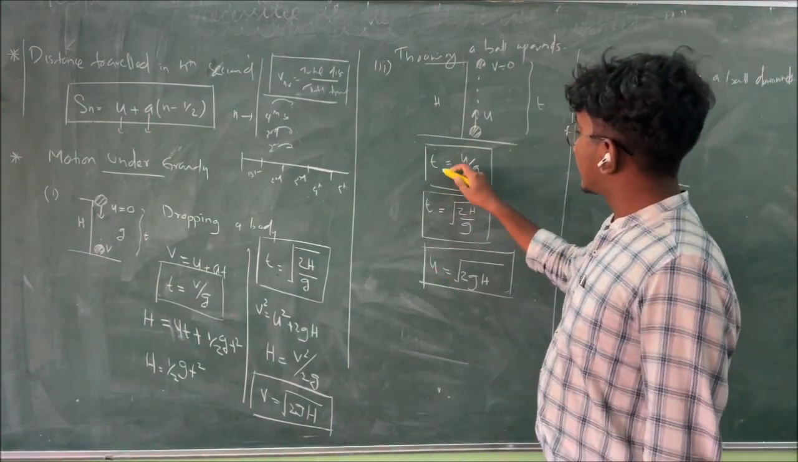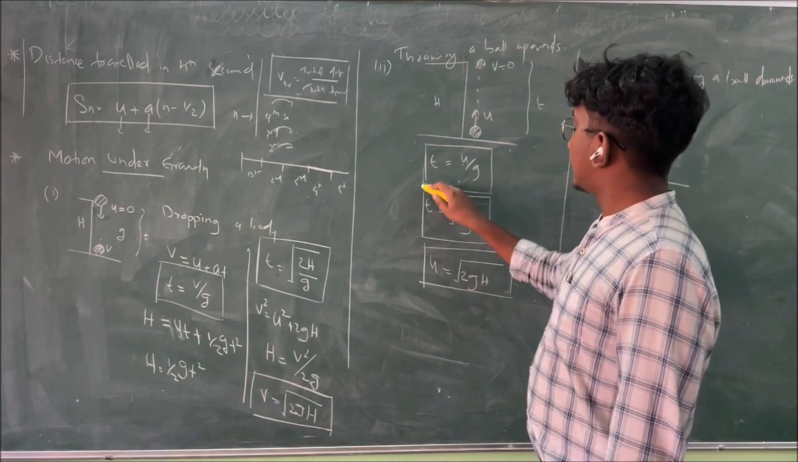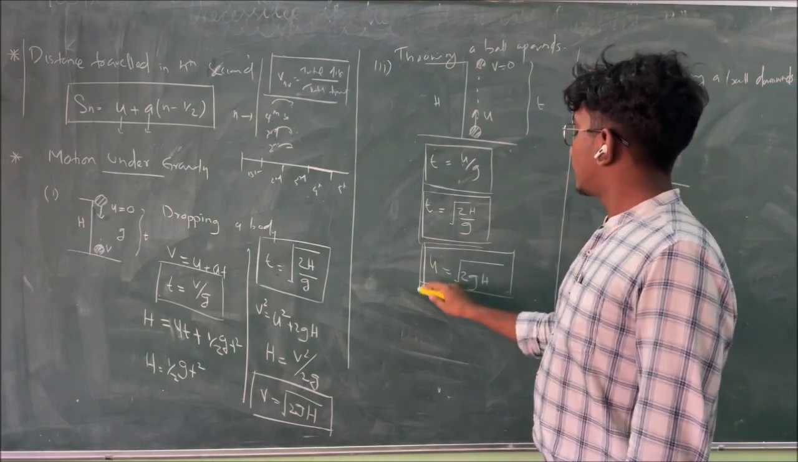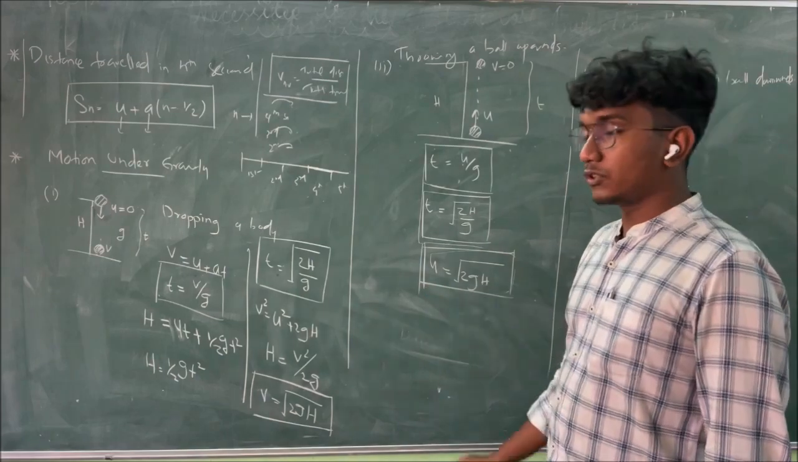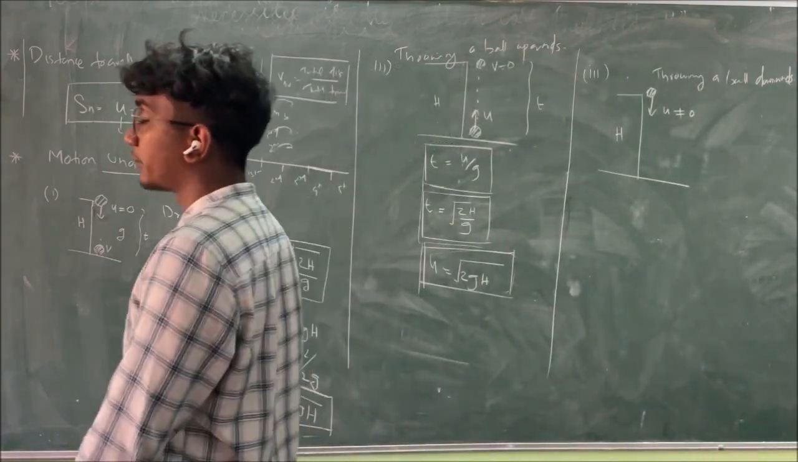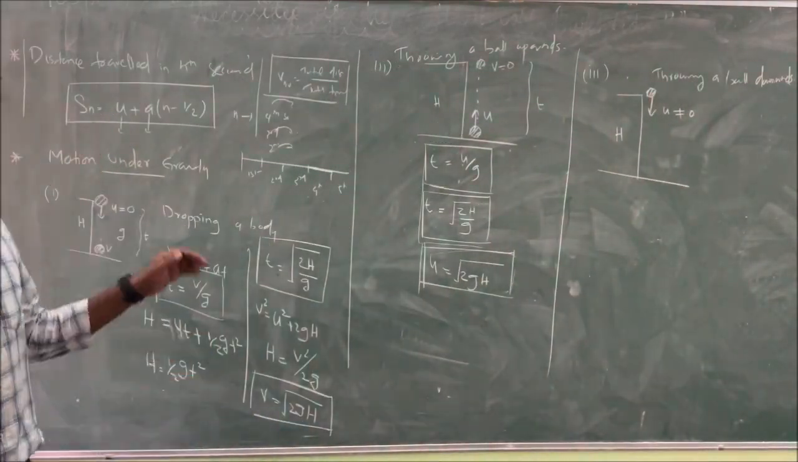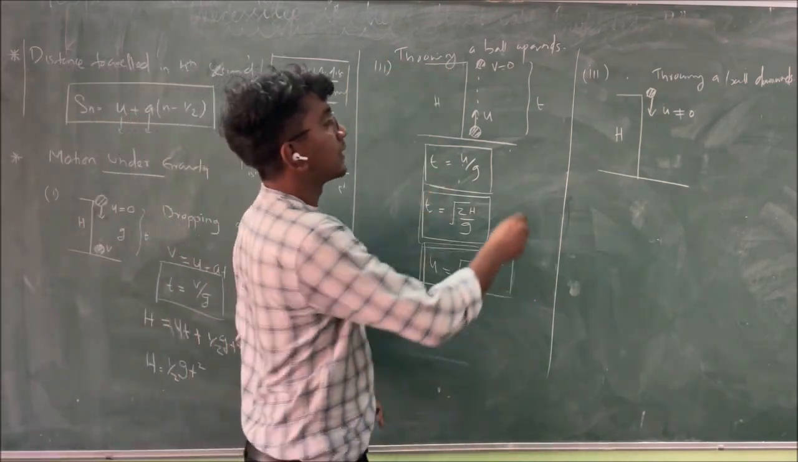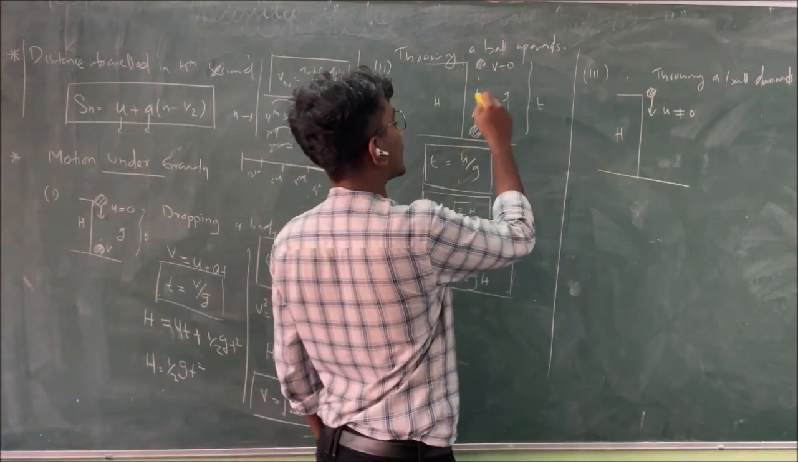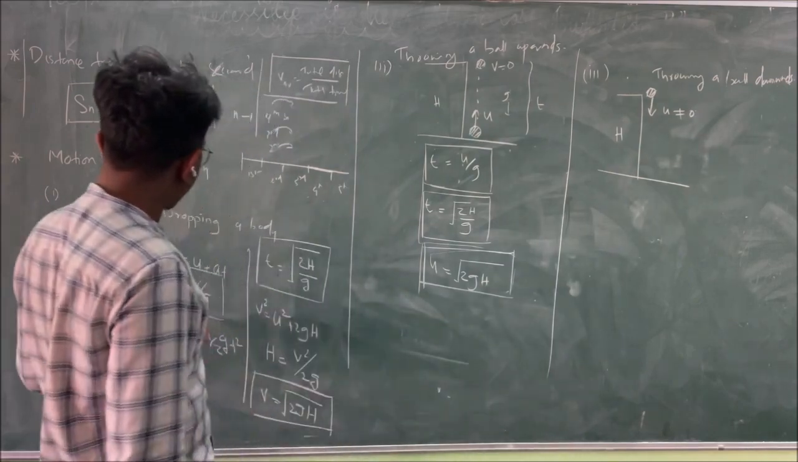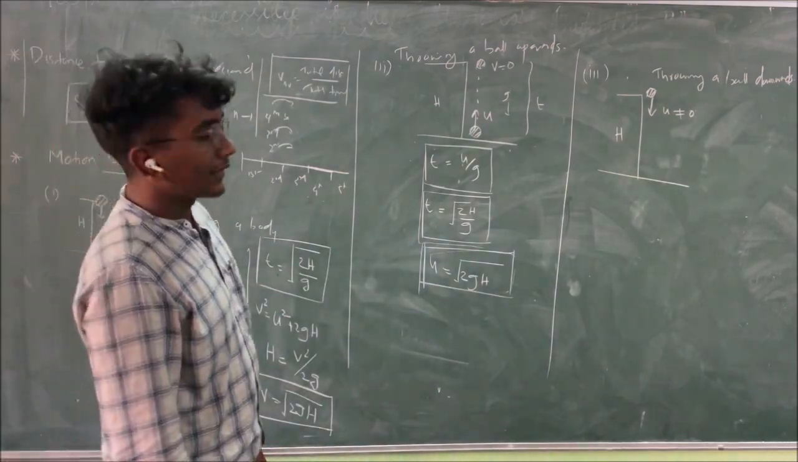I am throwing a ball upwards. So what are the equations? t is equal to u by g, t is equal to root of 2h by g, u is equal to root of 2gh. This also you just have to prove. You apply all the values, and when g is acting downwards, apply everything in these equations and then you will get there.